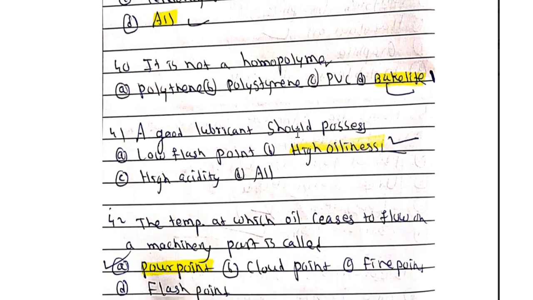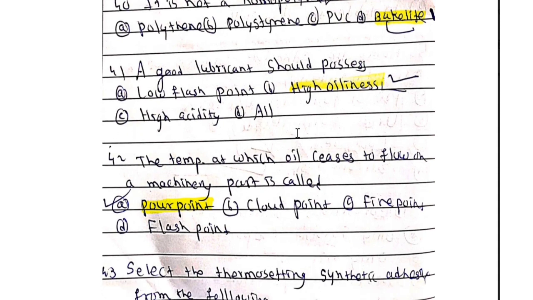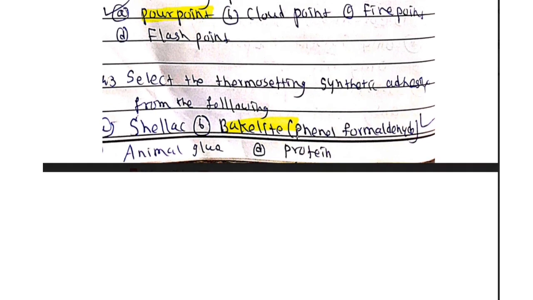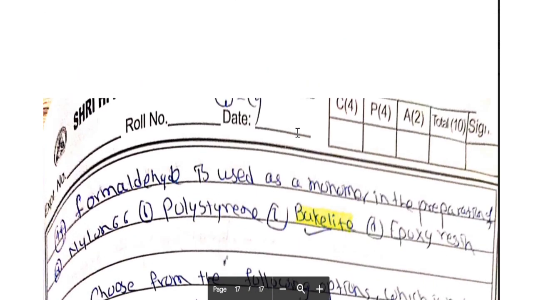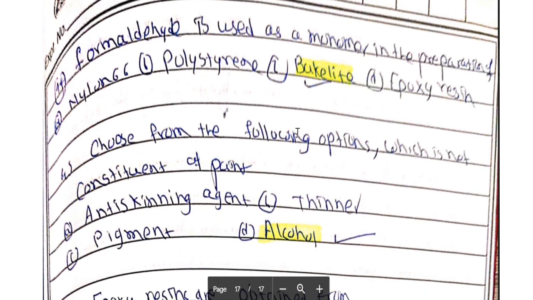A good lubricant should possess high oiliness. The temperature at which oil ceases to flow on a machinery is known as pour point. Select the thermosetting synthetic adhesive from the following: bakelite, also known as phenol formaldehyde. Formaldehyde is used as a monomer in the preparation of bakelite.